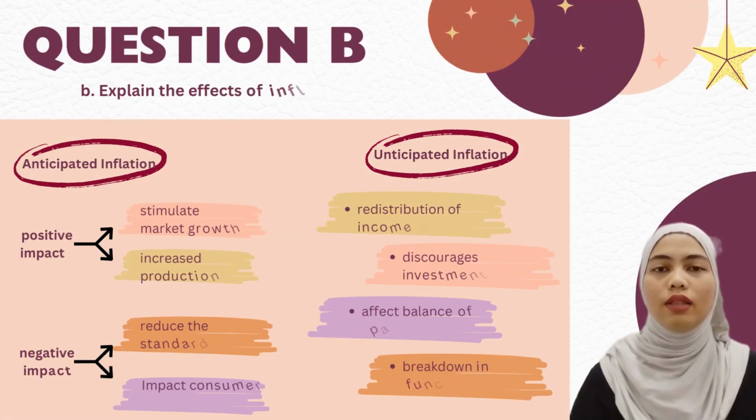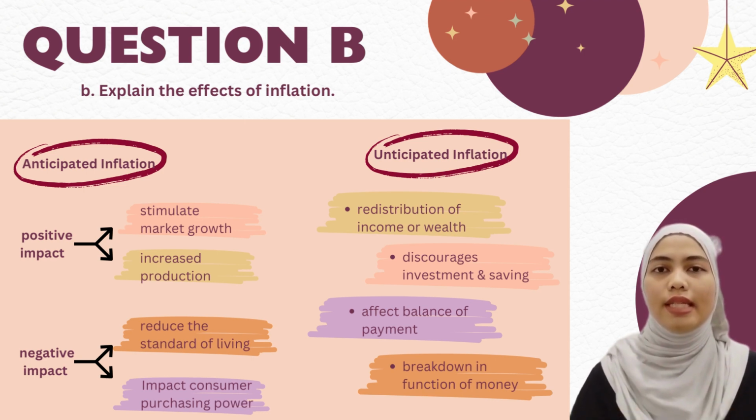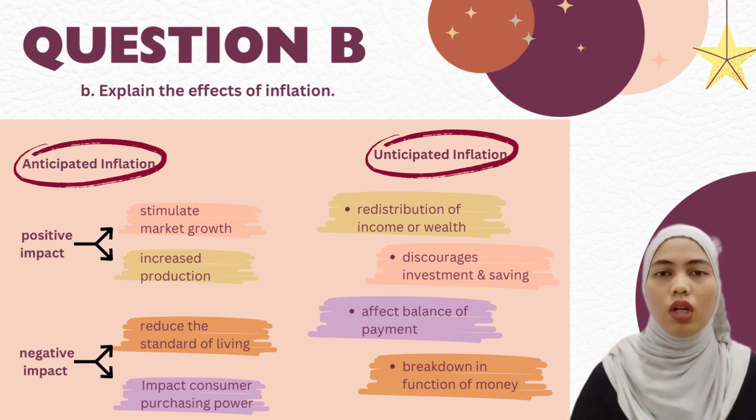Next is unanticipated inflation. It is the inflation that comes before people have had time to adjust fully to its presence. The first effect is redistribution of income or wealth. The gainers from it are property owners, as the value of property often increases faster than the average rate of inflation on all goods. The losers are pensioners, as their income is fixed. With inflation, their real income will fall.